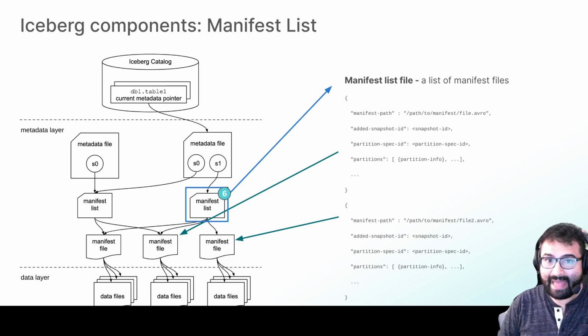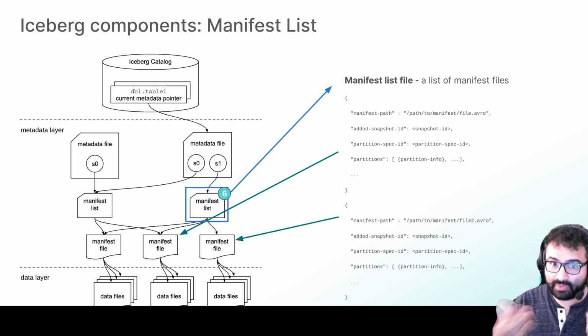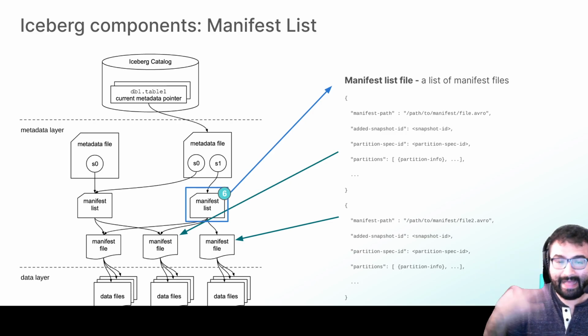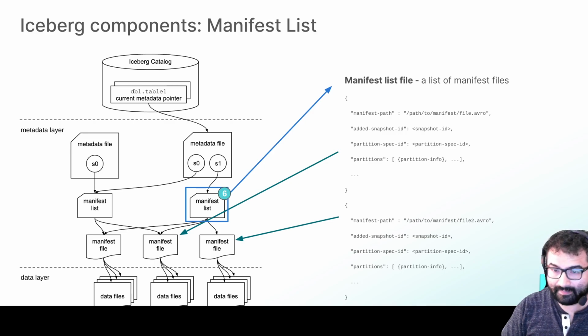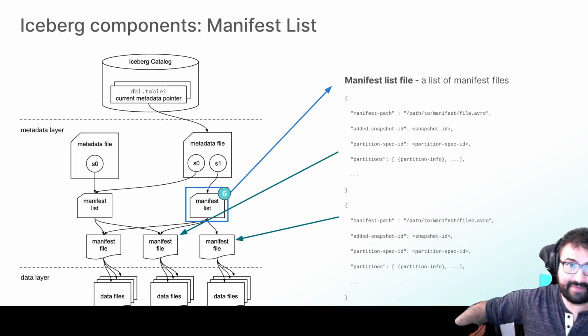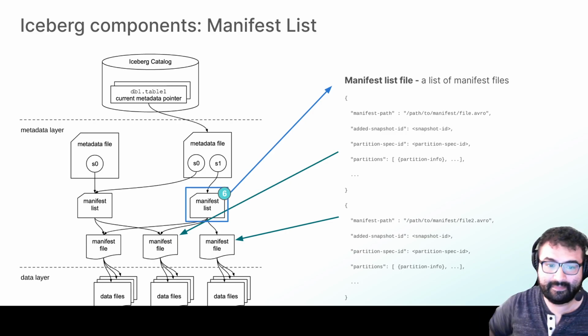So there might be 10 manifests, and using what's called partition pruning, so pruning the data based on the partition value specified in the way the table is partitioned, we can say, hey, out of these 10 manifests, only 7 of them are relevant to my particular query. So now we've just gotten rid of 3 groups of files. Those don't need to be scanned.